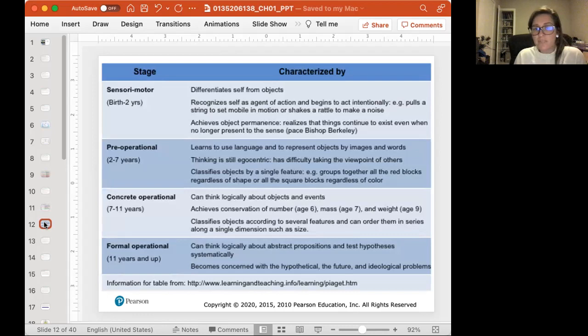Sensory motor, you differentiate yourself from objects. You recognize yourself as an agent of action and begin to act with intention, like you pull a string to set a mobile in motion, like the mobile above a baby's bed, or you shake a rattle to make a noise because you know it does that, right? You also achieve object permanence, so you realize things continue to exist when no longer present to the sense.